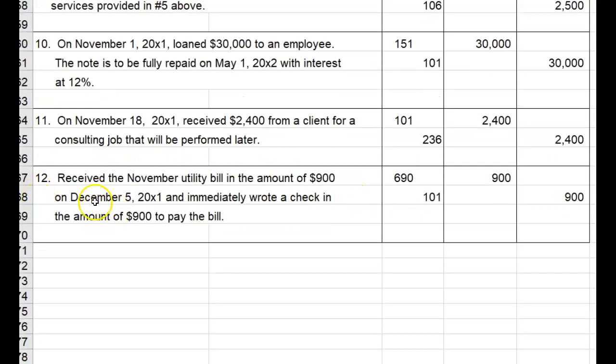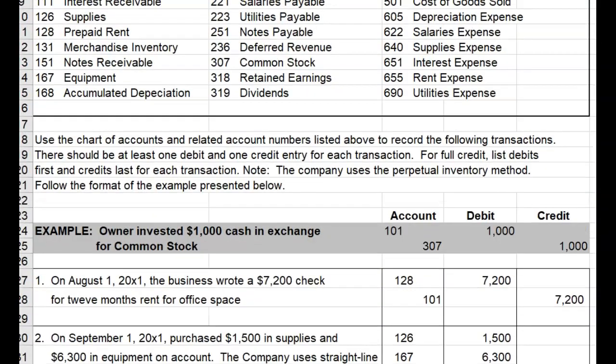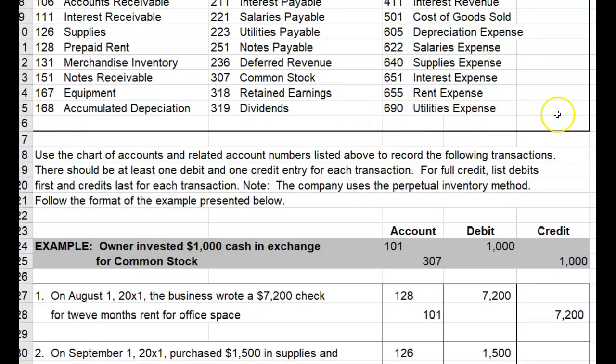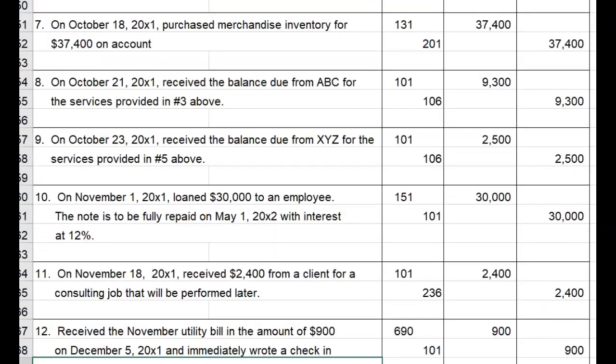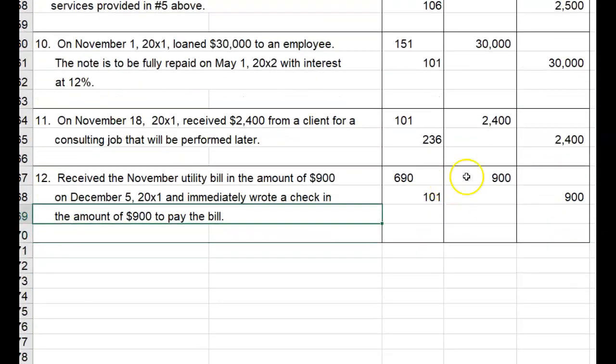And in the last transaction, received the November utility bill in the amount of $900 on December 5th. And we immediately wrote a check in the amount of $900 to pay the bill. So we need to debit utilities expense and credit cash for $900. Utilities expense is account 690. So debit account 690 for $900 and credit account 101 cash for $900.